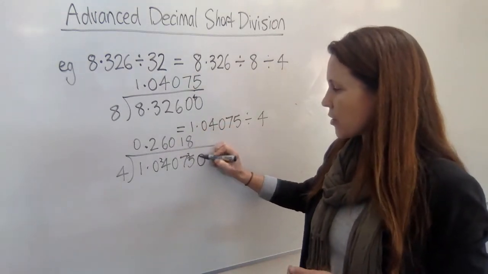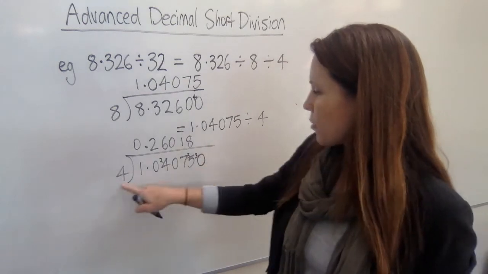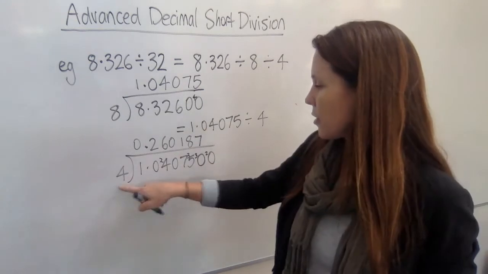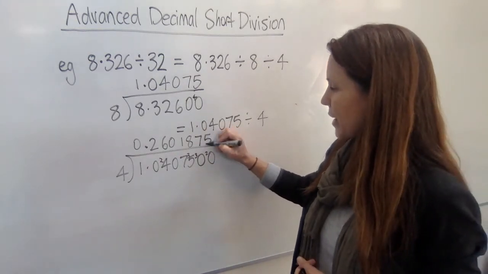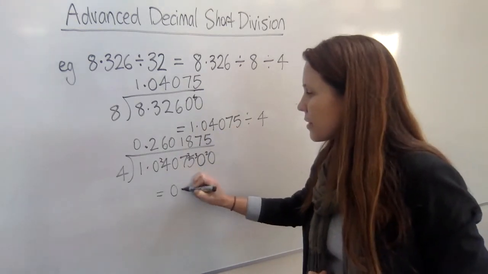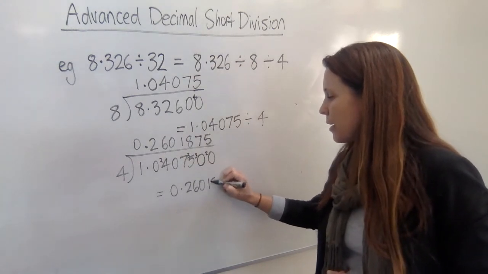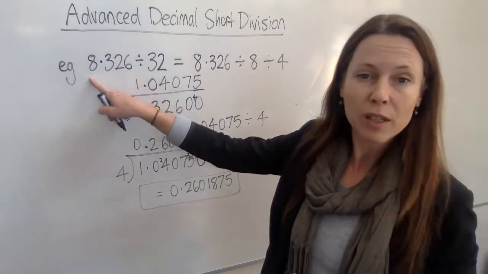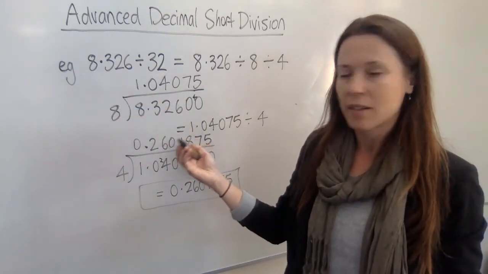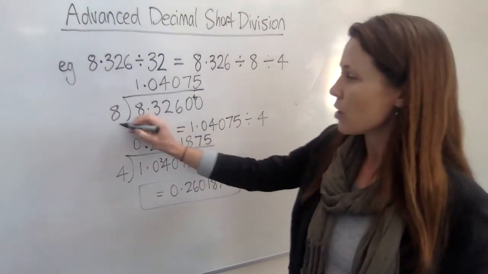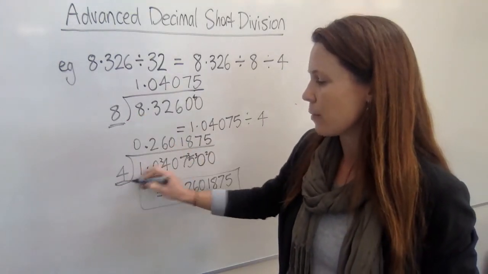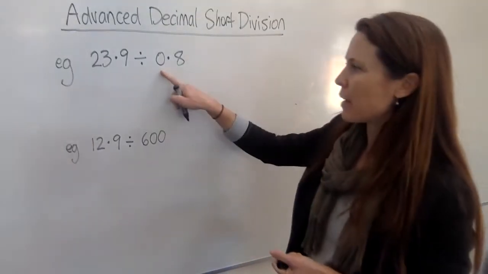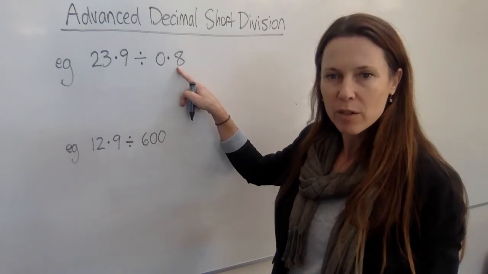I can put a 0 here to hold my leftovers. Now I can do 30 divided by 4 and get 7 with 2 leftovers, and now I know I'm finished because 20 divided by 4 will give me an exact number. So my final answer is 0.2601875, which looks like a really pretty complicated answer to a difficult question, and yet all we really needed to know to do it was our times tables, where we're always dividing by a nice simple number between 1 and 10.